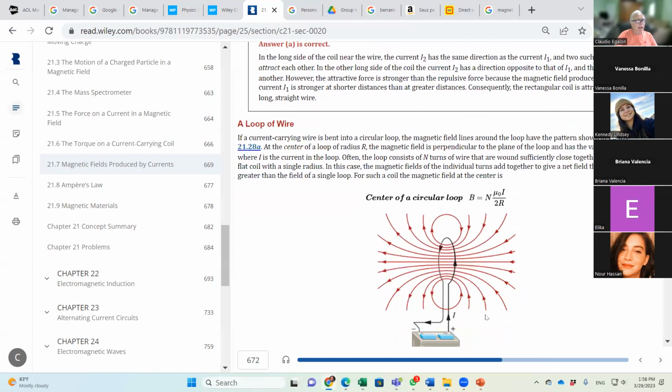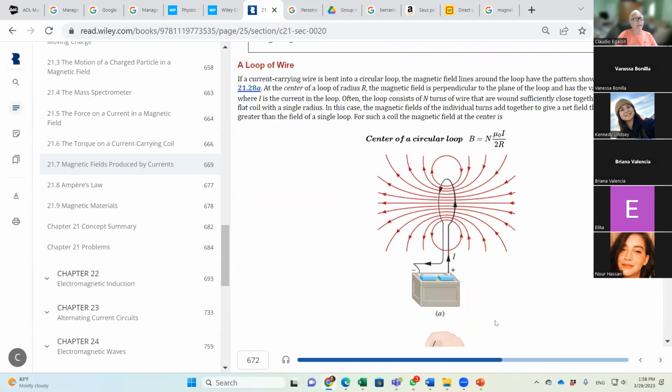And a loop of wire. Here you go. Here's the magnetic field of a loop of wire. That's how it looks like. The magnetic field of a loop of wire is what we call a magnetic dipole, because the field distribution is similar to that of a dipole. At the center of the loop, it's possible to prove, we're not going to do that. The calculation right now is going to be something like that, where R is the radius of the wire.